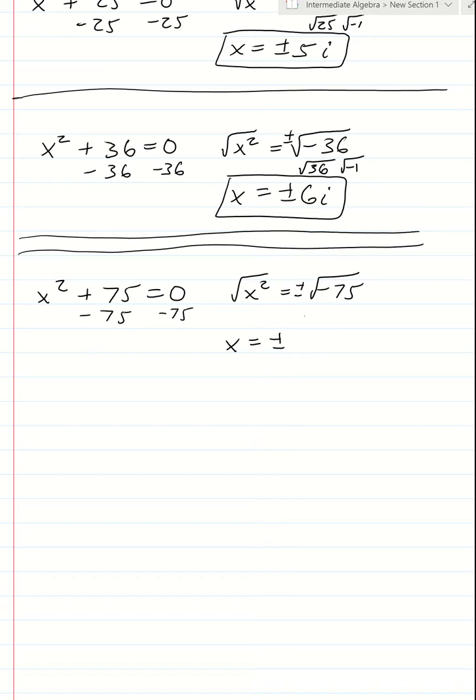I'm going to break that up into the square root of 25 times the square root of 3 times the square root of a negative 1. If we were to multiply these three things together, we would get the negative 75. The square root of 25, that's 5. The square root of the negative 1, that's i. We cannot do anything with the square root of 3, so we're going to leave that alone. So our two solutions would be a positive 5i square root of 3, as well as x would equal a negative 5i square root of 3.